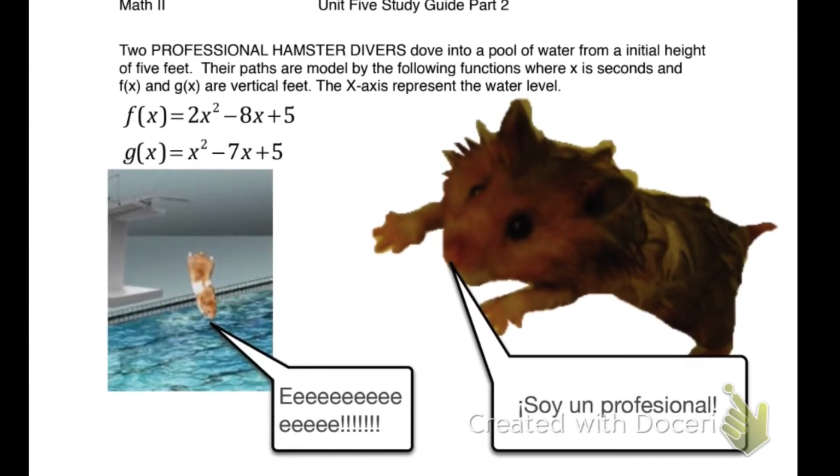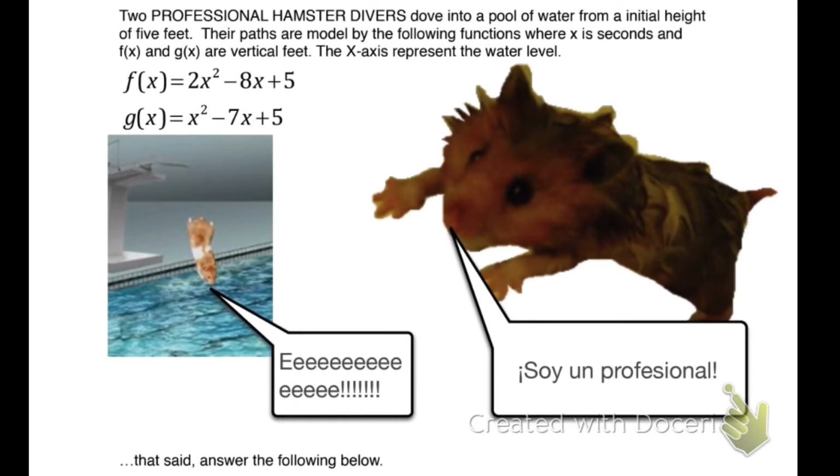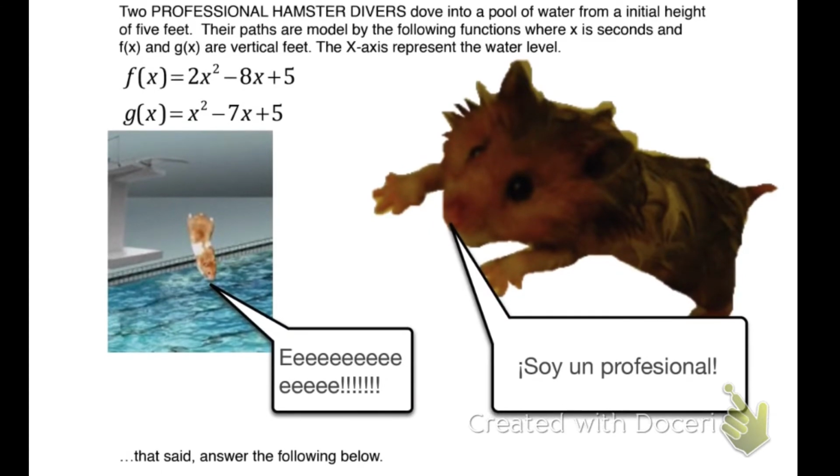Our next word problem. So we have two professional hamster divers that dove into a pool of water from an initial height of 5 feet. Their paths are modeled by the following functions where x is in seconds and f of x and g of x are vertical feet. The x-axis represents the water level.